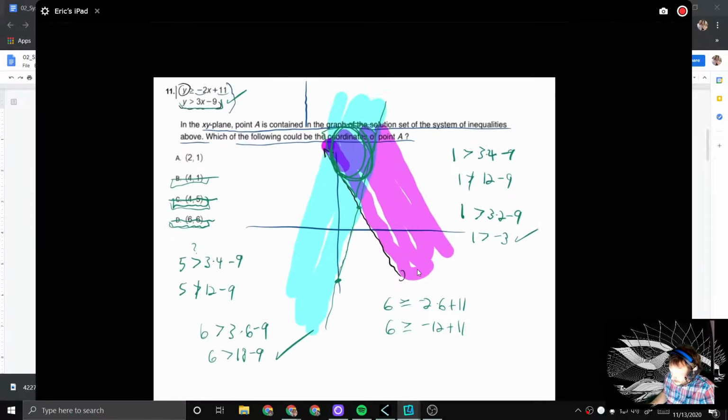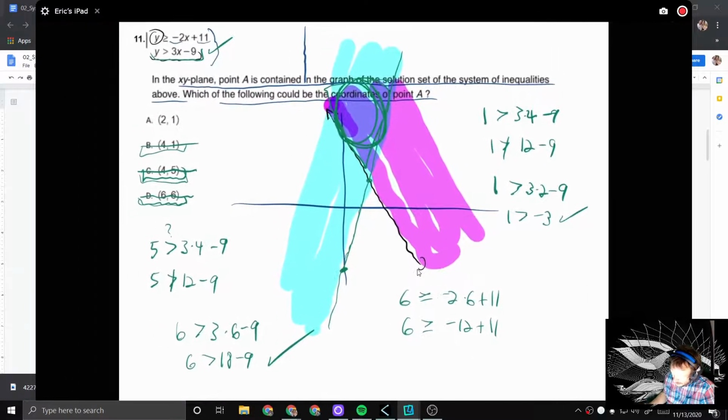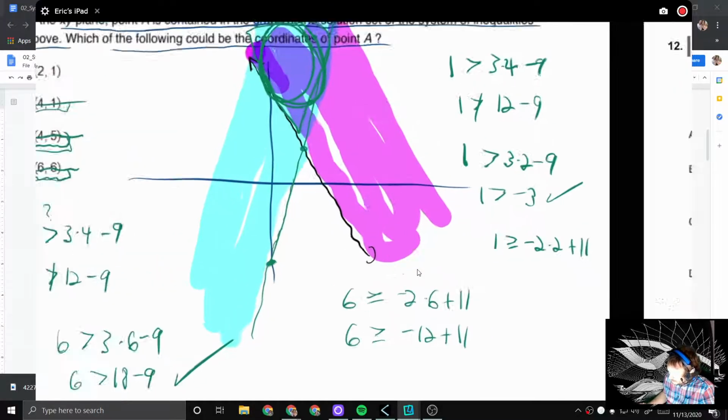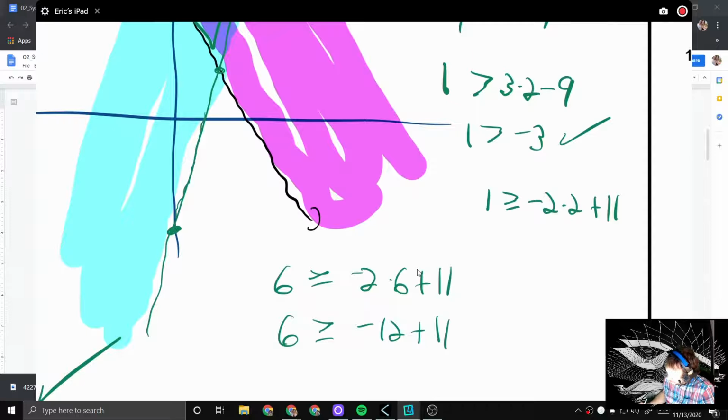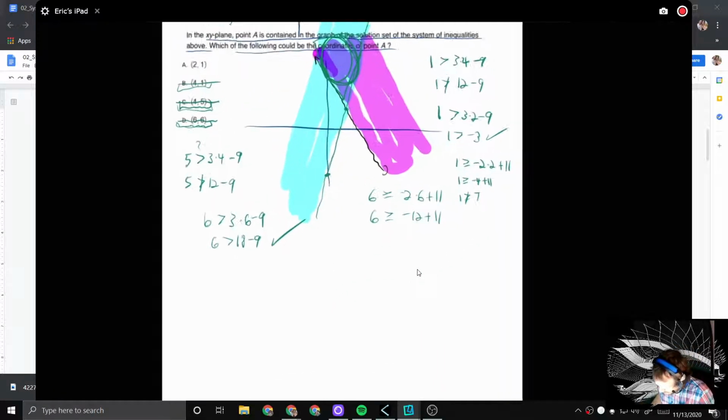Now we plug in for the final equation. Let's write it down. 1 greater than or equal to negative 2 times 2 plus 11. Is 1 greater than or equal to negative 4 plus 11? 1 is not greater than or equal to 7. So none of the points satisfied.